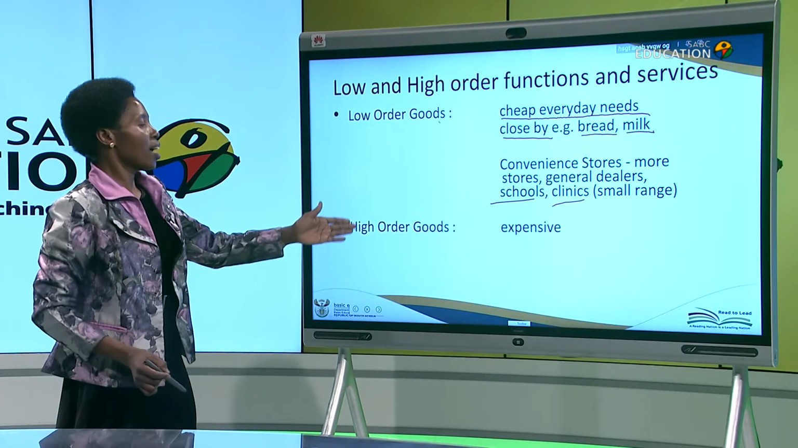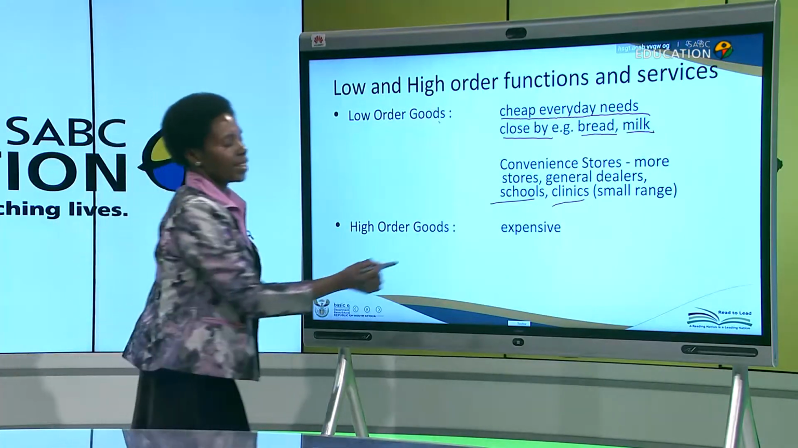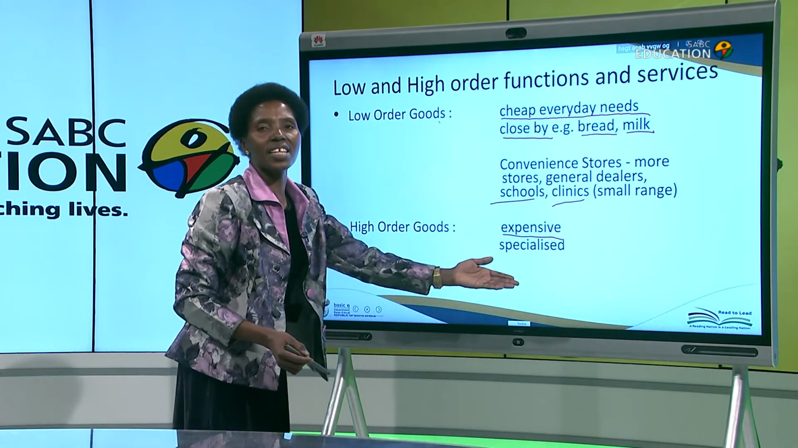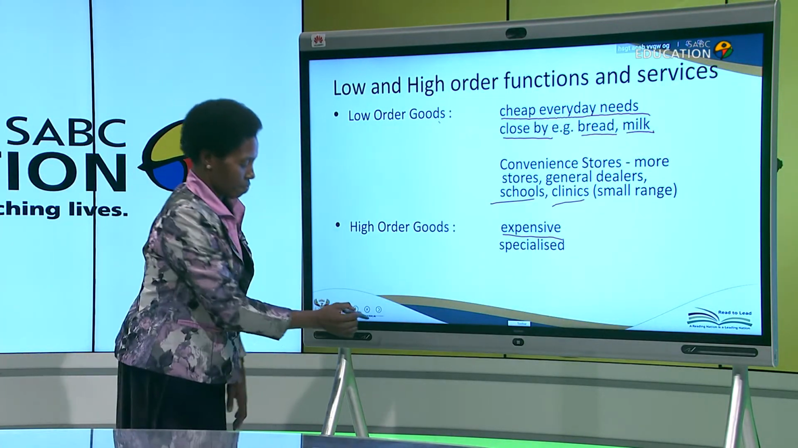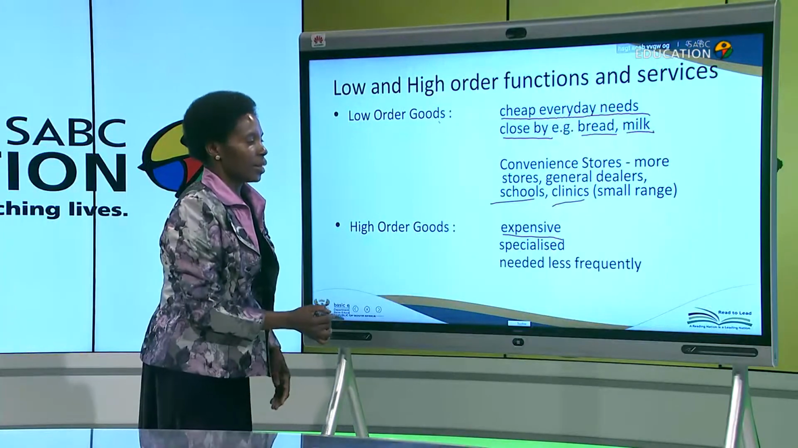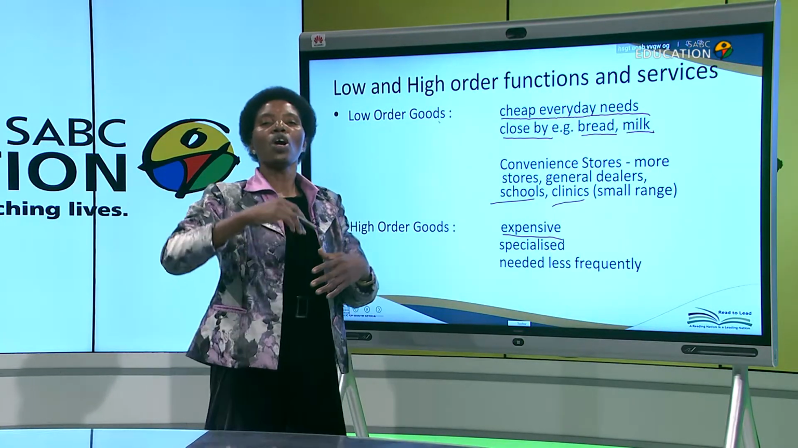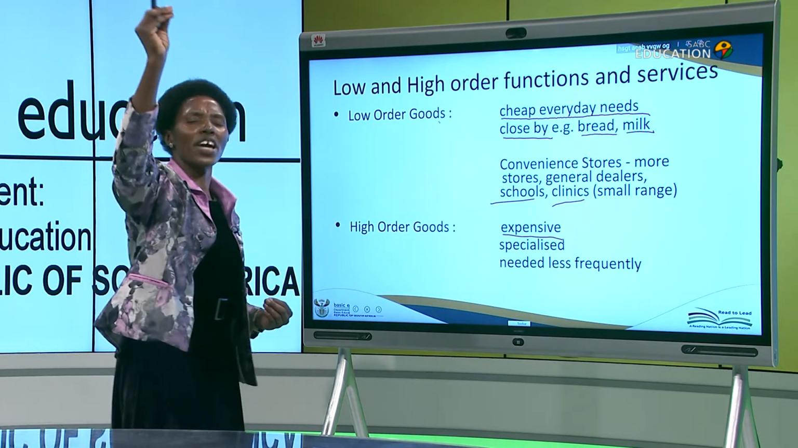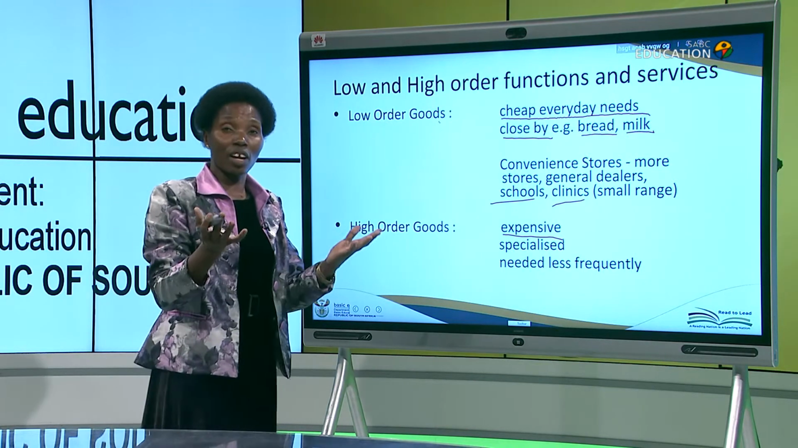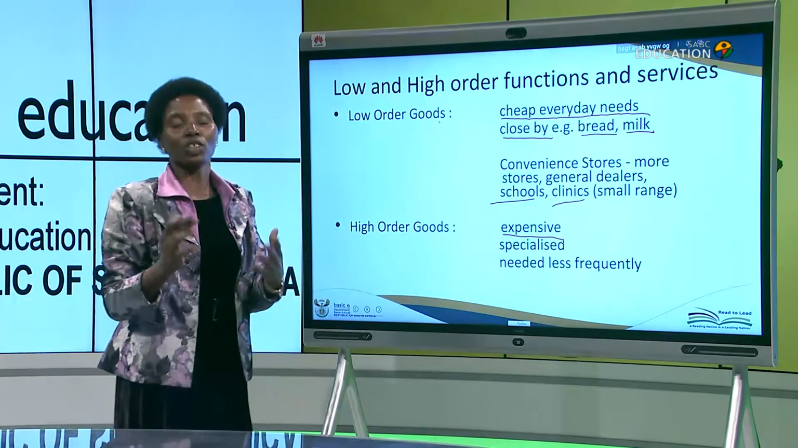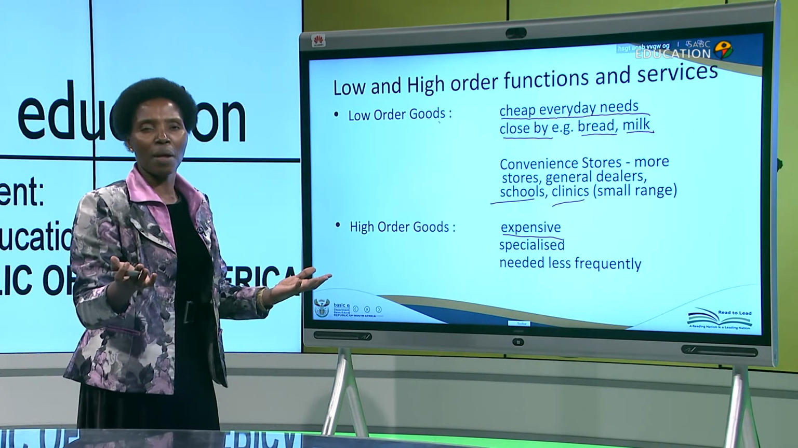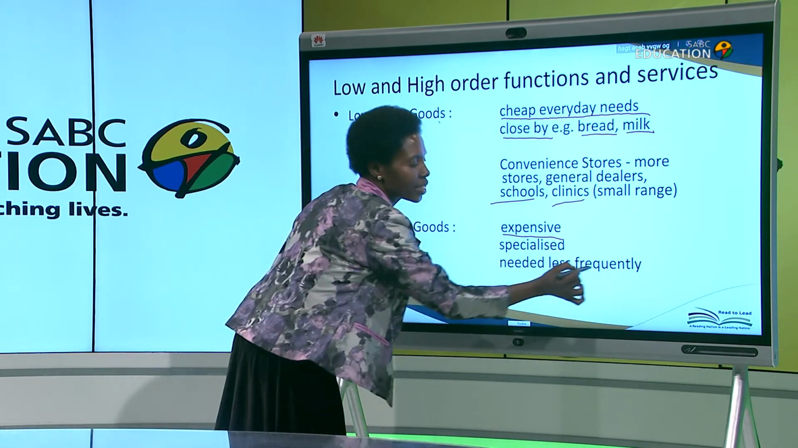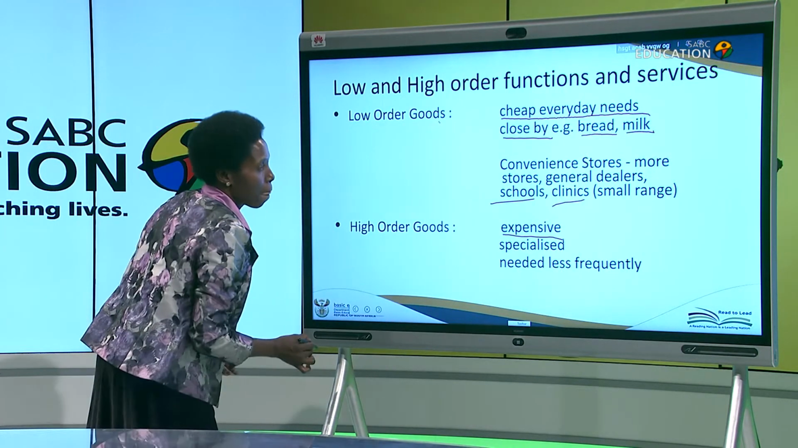Okay, but we do have high order goods. High order goods, they are very expensive. These are the specialized items, the luxury ones. This one, you need to go to a place where you find them. Like you want to buy a car. You can travel very far because you are looking for a good model of the car, or you want the best car that you want. So you'll go far. Or furniture, you don't buy it each and every day. So these are the things that you won't go each and every time to look for.